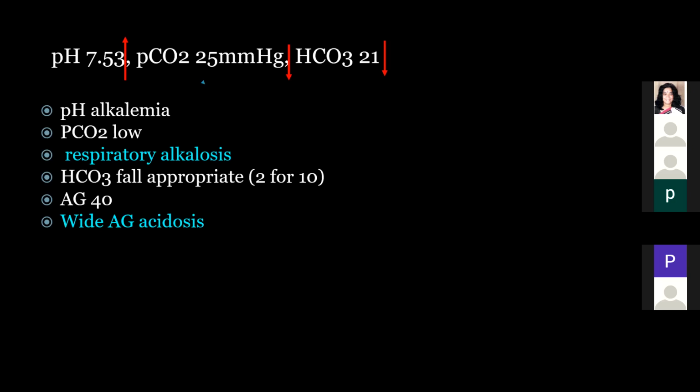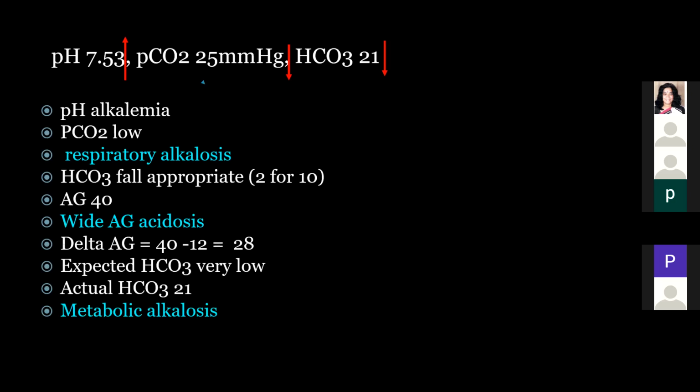This is what happens when you have very wide levels. You can't really apply your calculations that well. But you can see your delta anion gap is almost 28, so actually your expected bicarb will be very low. It can't go below 0, so you expect a bicarb of 1, 2, 3, whereas your actual bicarb is 21. So there is definitely a metabolic alkalosis over here, which you have detected. So you have again a triple acid-base disorder: respiratory alkalosis, wide anion gap acidosis, and metabolic alkalosis.